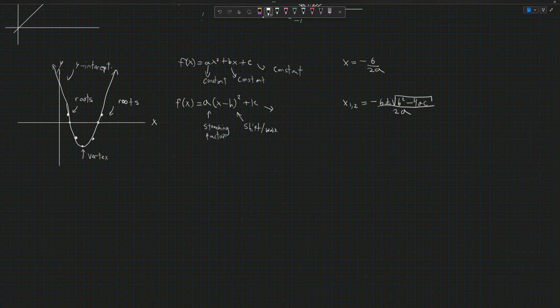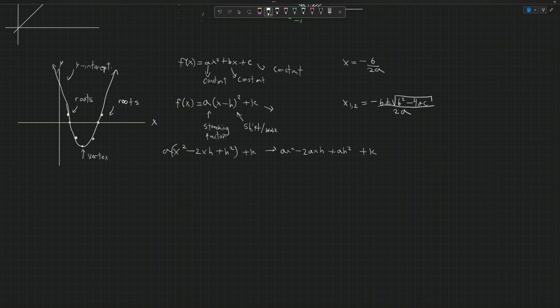What's really interesting about this form is that if you, for example, let's do the math right here, right? Let's distribute this real quick and see exactly what we get. Let's square this out. So this becomes x squared minus 2xh plus h squared. And of course, we're going to distribute this whole thing times a, plus k. This is going to equal ax squared minus 2axh plus ah squared plus k.